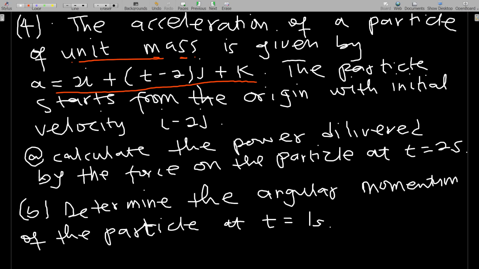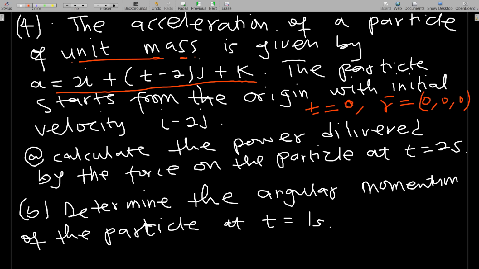Now the particle starts from the origin with initial velocity i minus 2j. So it starts from the origin, meaning that at the starting point, the time t is equal to 0, and the position r is equal to 0i plus 0j plus 0k, so it's 0, 0, 0. Okay, now let's start. The first question is to calculate the power delivered by the force on the particle at time t equals 2 seconds. And the second question is to determine the angular momentum of the particle at time t equals 1 second.